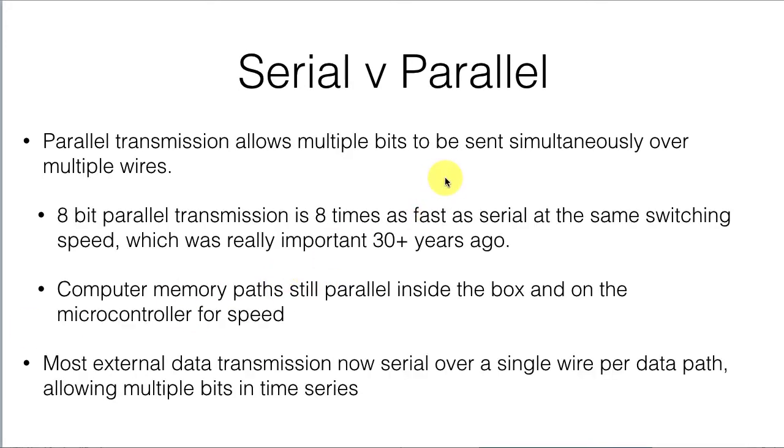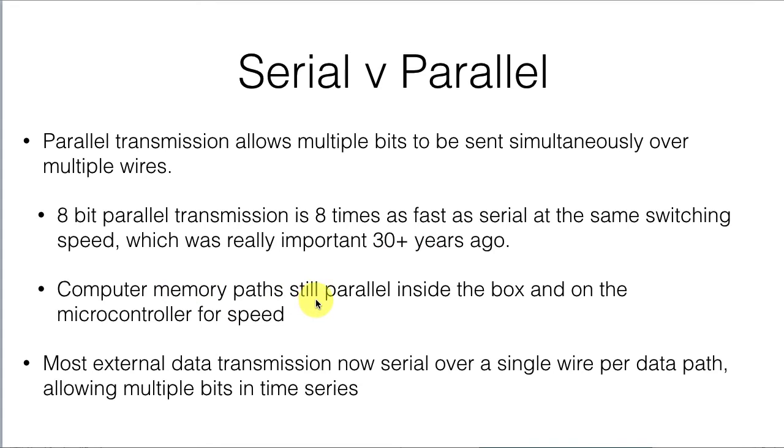Two different ways to transmit data, and you should be aware of them only to know that there's a difference. Serial and parallel. Parallel transmission is more or less obsolete, and the idea was that you would use 8 lines to send data 8 times faster by sending 1 bit on each line to get an 8-bit byte over the transmission at once. Really important more than 30 years ago. It's still important for computer memory paths.